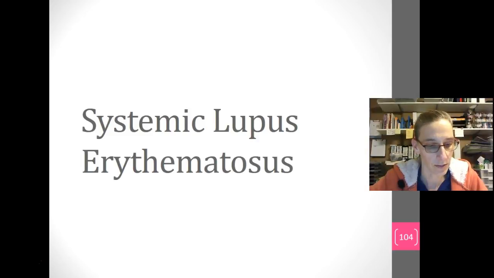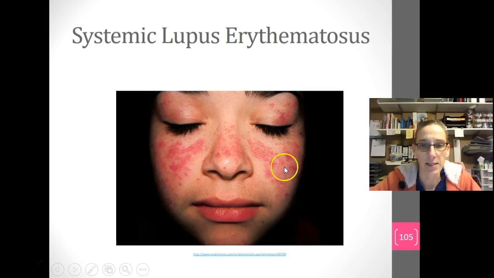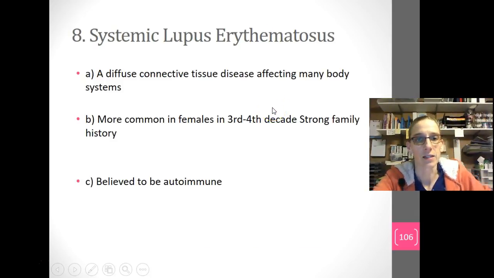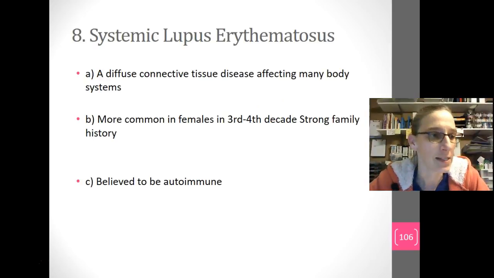All right. Systemic lupus erythematosus, SLE. This is the distinct rash that you will often notice with lupus. So SLE is a diffuse connective tissue disease affecting many body systems. It can affect the skin, joints, kidney, serous membranes of the heart and lungs, lymph nodes, and the GI tract. It is more common in females. In the 3rd and 4th decade, there is a strong family history. It is believed to be an autoimmune disorder where the antibodies destroy the connective tissues within the body.